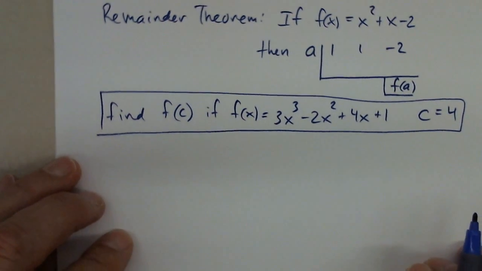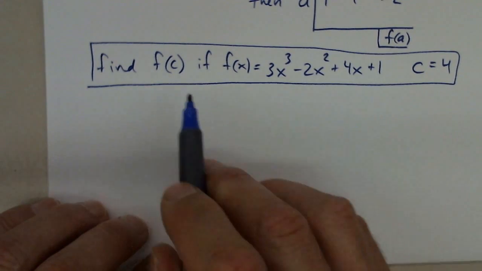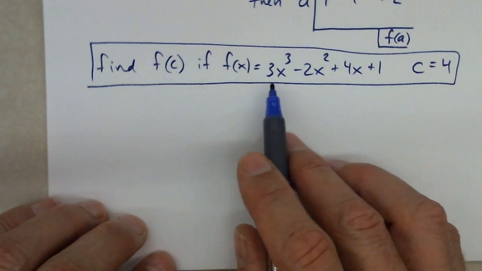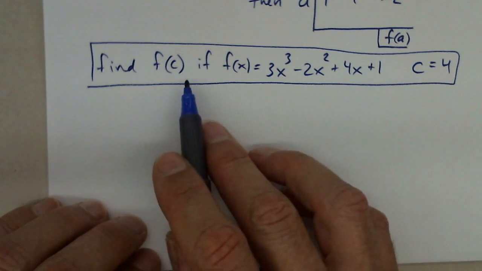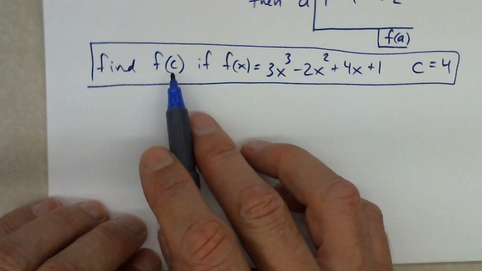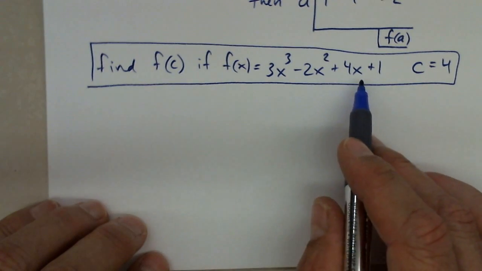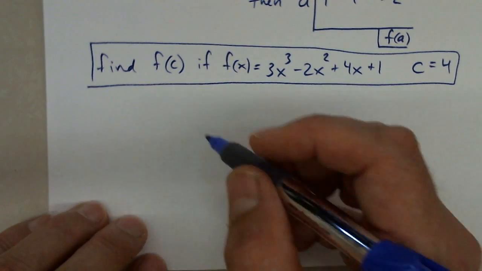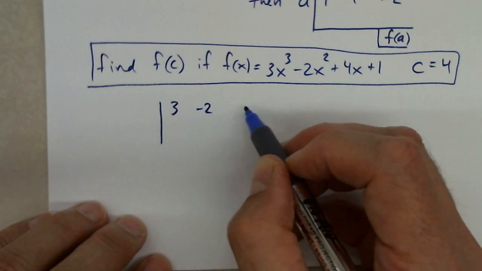So this is how questions appear in the book. Find the y value of the polynomial when x equals 4. So here it's saying x is c, and we're going to put 4 right there. We could put 4 in for x and evaluate all of that, but we can also just do this, and this is the remainder theorem.